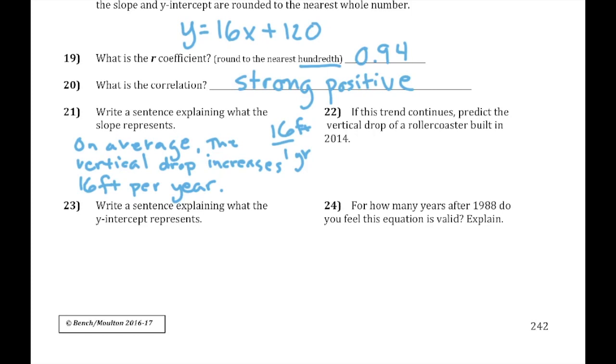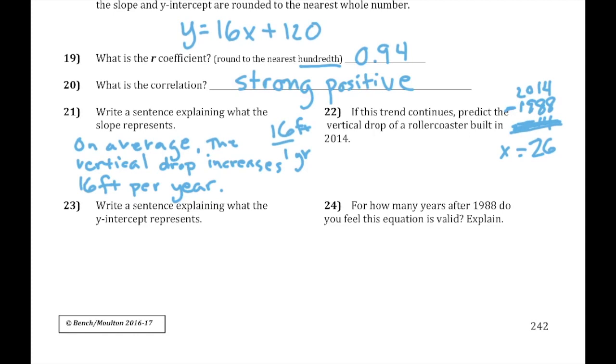Okay, so number 22. If this trend continues, predict the vertical drop of the roller coaster built in 2014. So we have to think about how many years it has been from 1988 to 2014. So we could just subtract these two and figure out how many years that would be. If we subtract them, we would get that it's 26 years. And so that's the value of x. So this is going to be our x value.